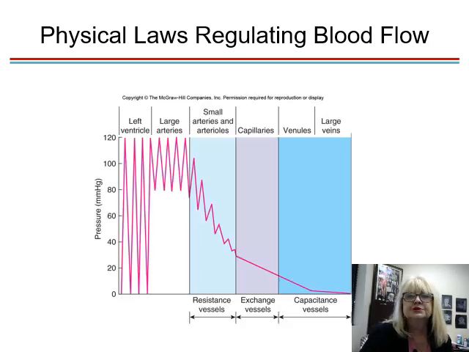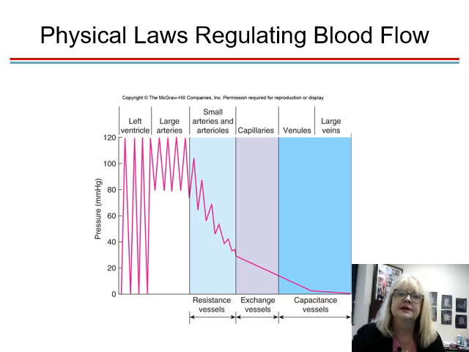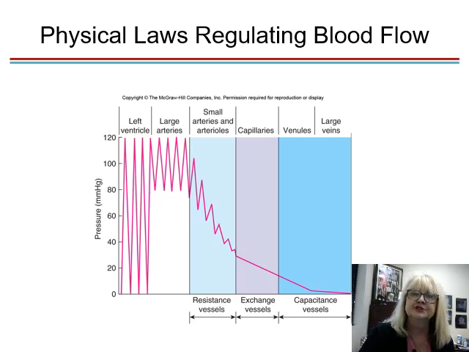So blood pressure in different vessels of the systemic circulation. Notice that the pressure generated by the beating of the ventricle is largely dissipated by the time the blood gets into the venous system, and that this pressure drop occurs primarily as the blood goes through the arterioles and the capillaries.